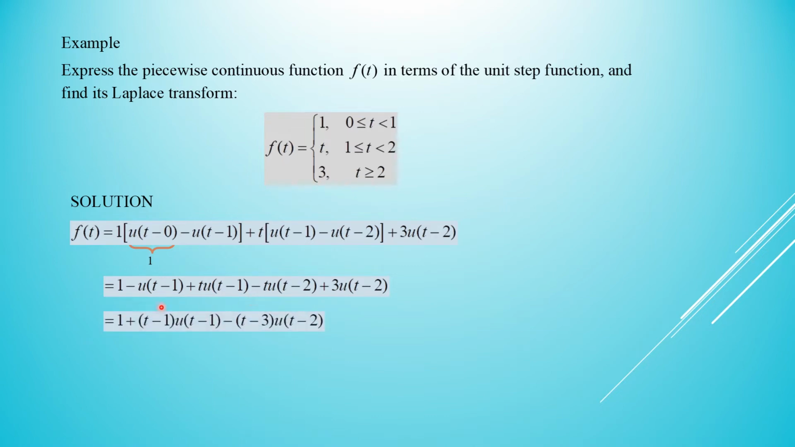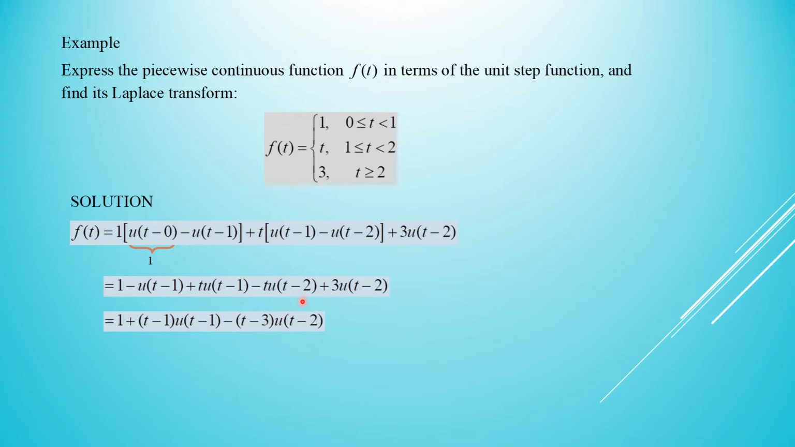Okay, so it equals 1. Now between these two, we are going to factor u(t minus 1), and within this bracket, let us write down the coefficient of each of these unit step functions. Okay, so I write down the coefficient for this unit step function, which is positive t, and the coefficient of this unit step function is negative 1, so negative 1. So (t minus 1) u(t minus 1).